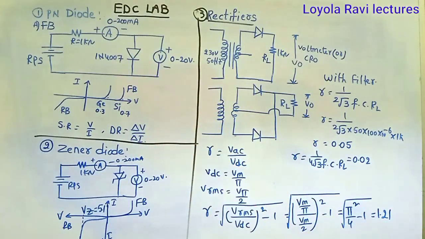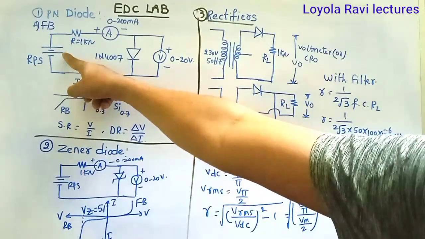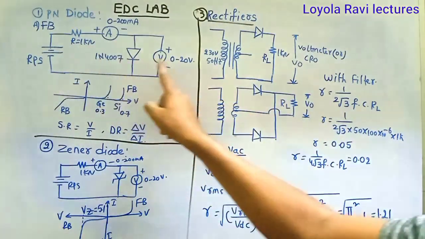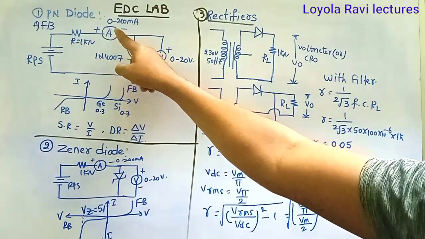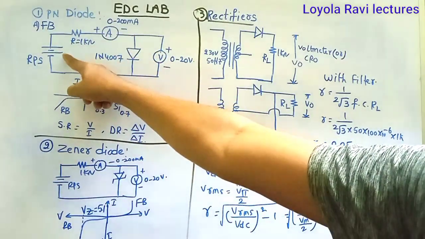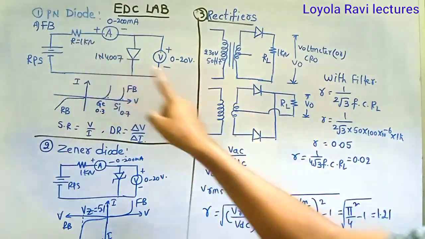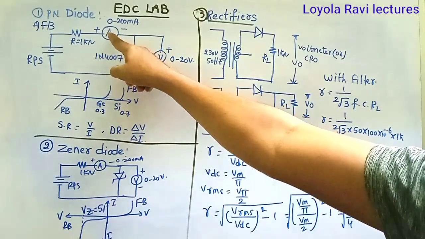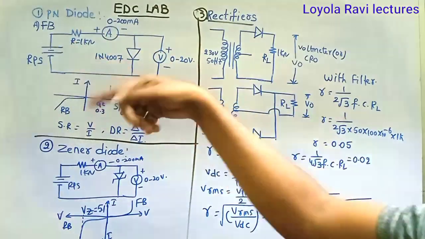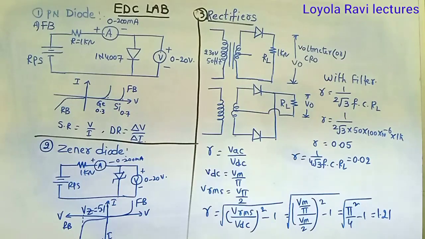It may be germanium or silicon. By keeping the RPS at 0 volts, note down the corresponding voltage and current. Then keeping the RPS at 0.1, note down voltage and current, then 0.2, 0.3 and so on. Repeat that for some values, maybe 10 to 15 values you can take.